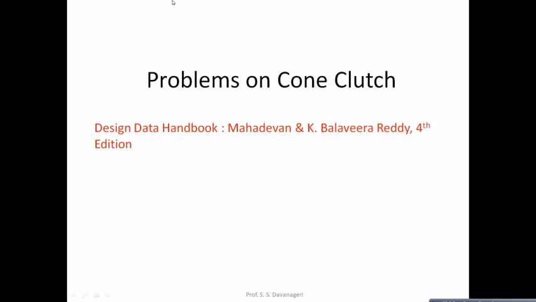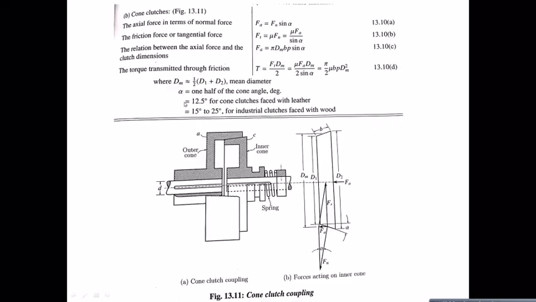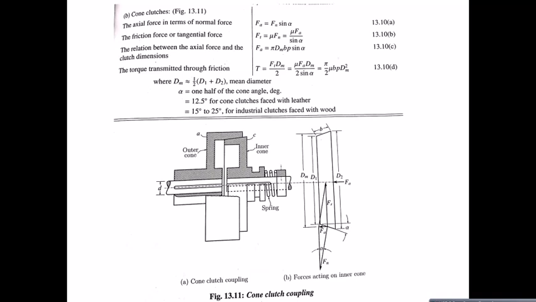So today we'll move on to problems on cone clutch. The reference design data book is Mahadevan and K. Reddy, 4th edition. Before going to solve the problem, let's look at the formulas or equations available in the design data book. For cone clutch, you refer to figure number 13.11. They have provided the dimensions in big figure B and the construction of the cone clutch in figure A.